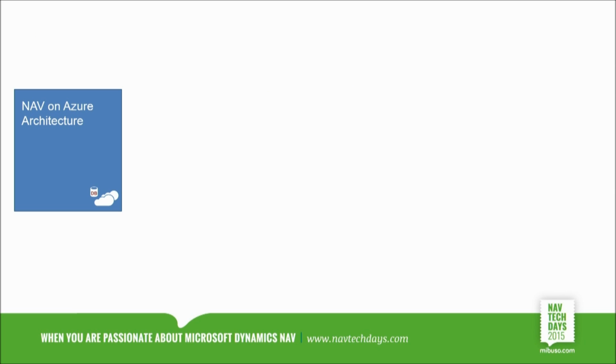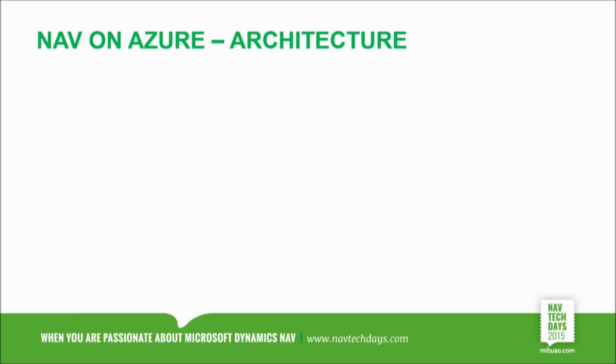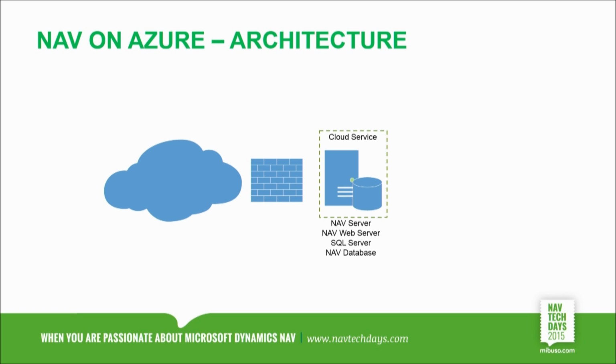First, a short introduction to NAV on Azure architecture. The first time we got the possibility to put NAV on Azure was with NAV 2013, and we could use one virtual machine to put the NAV server, web server, and SQL database server, for example as a test environment. Okay, we can use this environment also for production, but this is not serious. This is only one virtual machine, and this is commonly used for testing purposes.